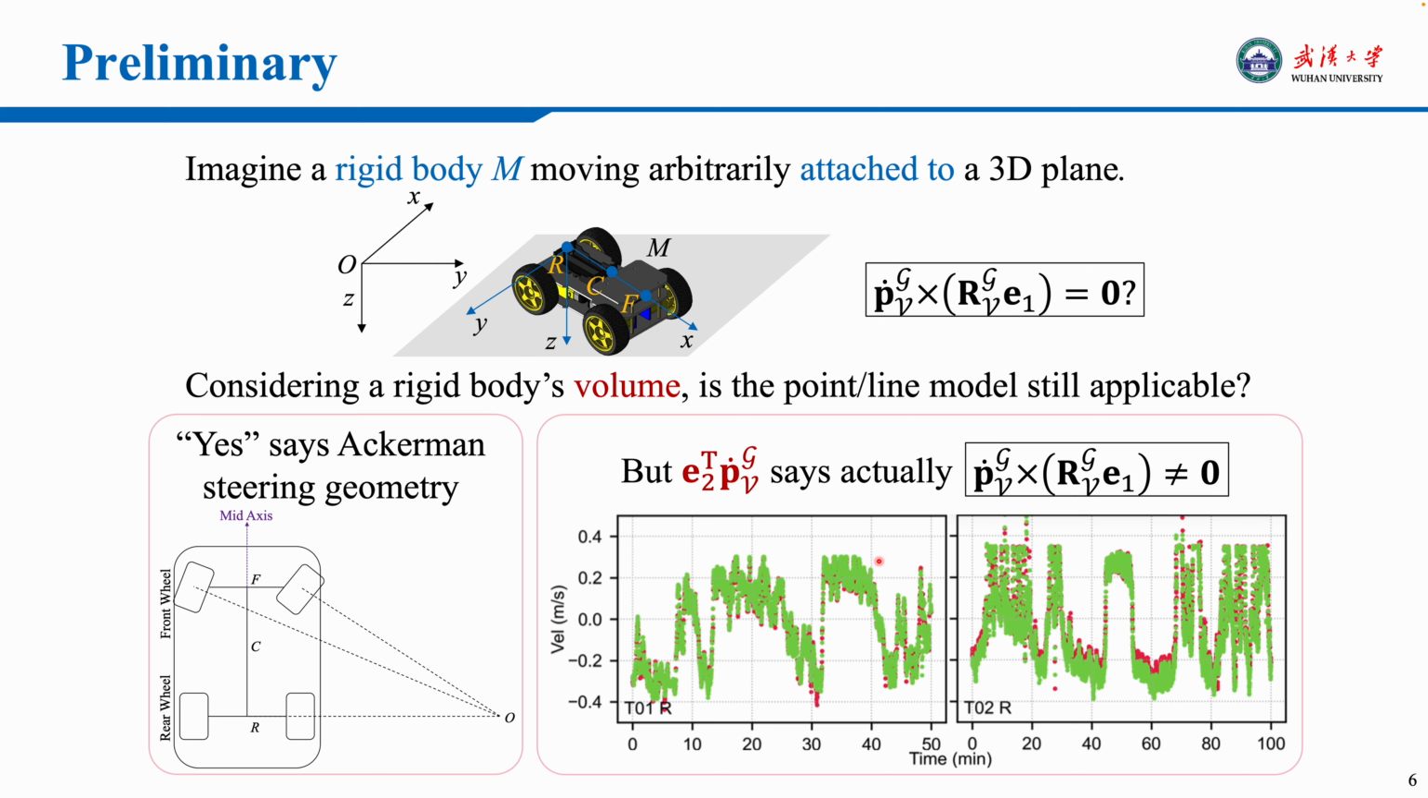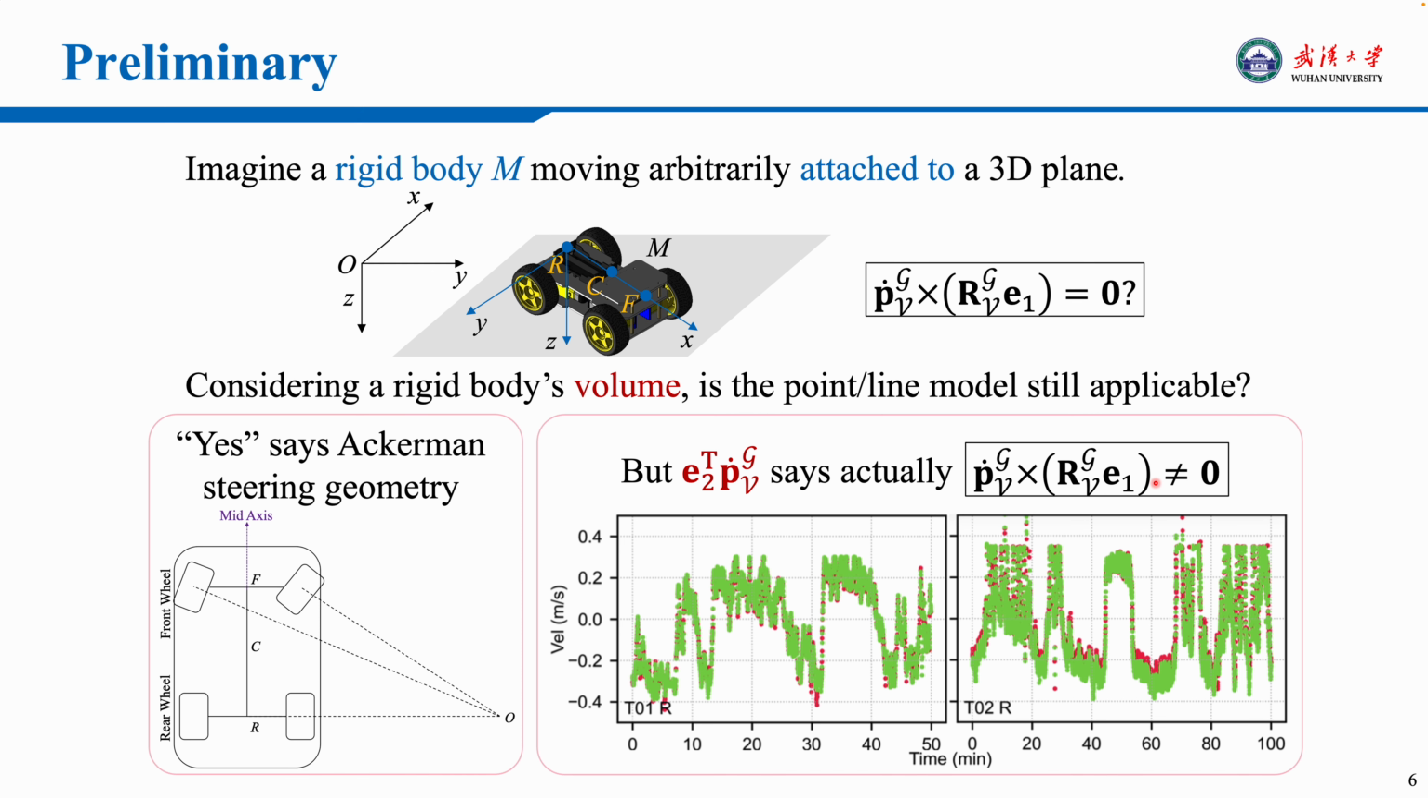In the bottom right plot, you can see two sets of green points representing lateral velocity obtained from a high-precision inertial navigation system. The maximum value reaches 0.4 meters per second. For a passenger car moving at around 20 meters per second, that's about 2%, not negligible. This means the assumption that velocity is parallel to the vehicle's forward axis doesn't hold anymore.